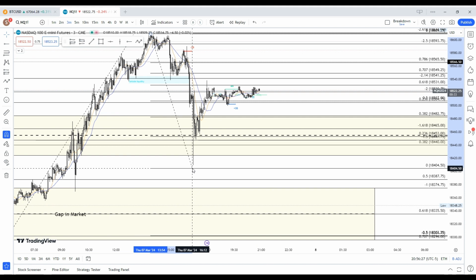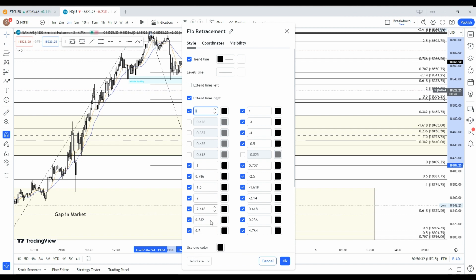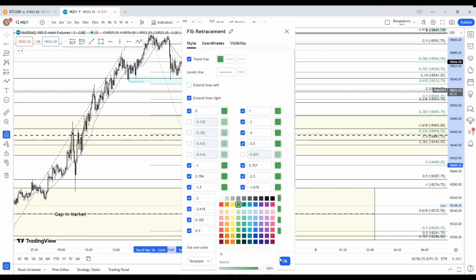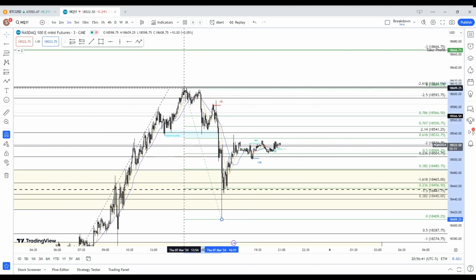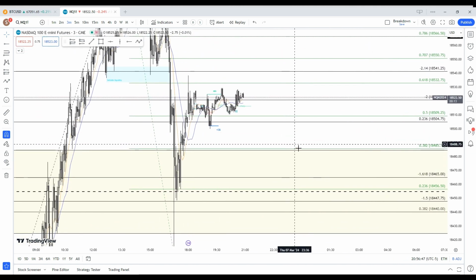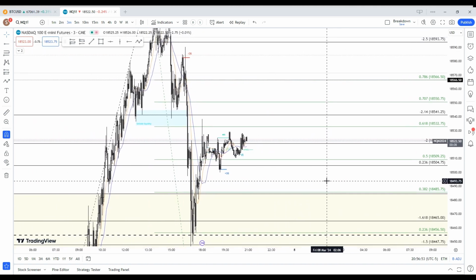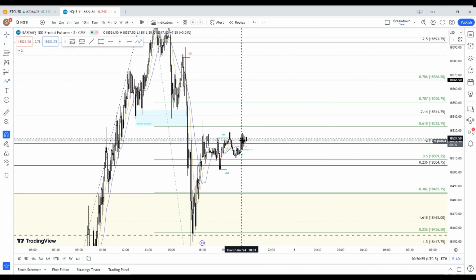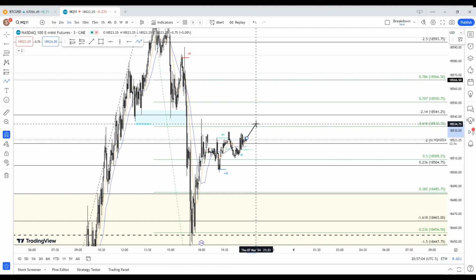Come on. Magnet. There we go. I'm going to change the color. Okay. Say green. All right. So that's a 38 as well. 23. Well, I wouldn't be surprised if after hours we continue to push up a little bit. Well, maybe to the 61.